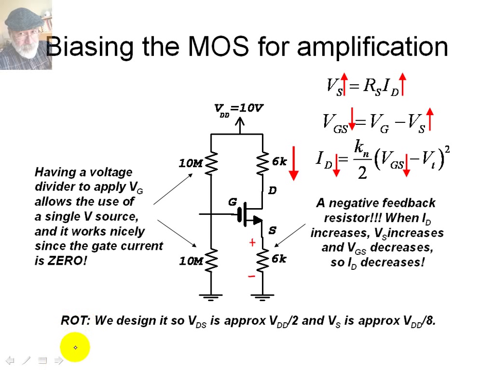A rule of thumb: we design this circuit so that the voltage VDS is approximately half the voltage of the source at the top. And of the rest of the volts, we allocate approximately 1/8 of them to this resistor at the bottom.